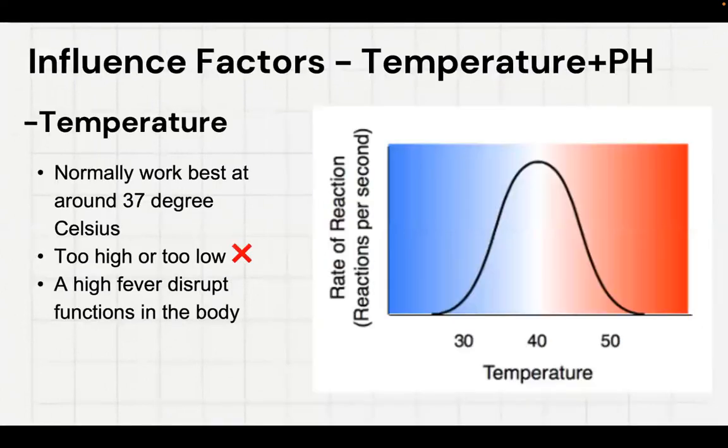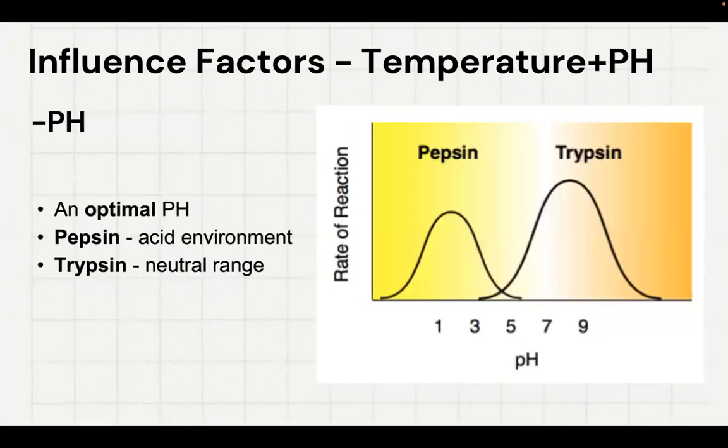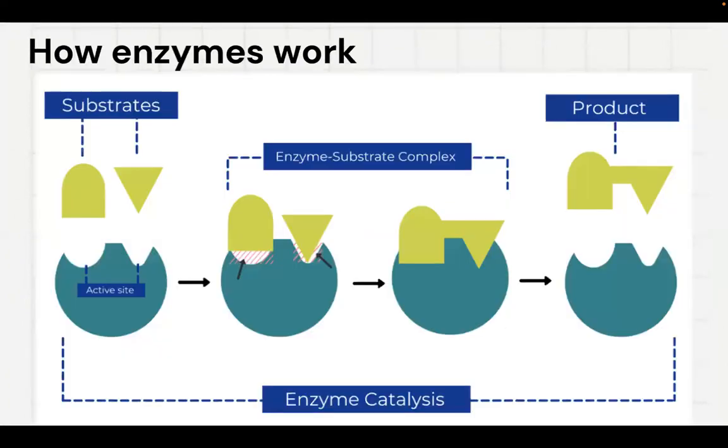Enzymes function best under certain temperature and pH. Enzymes work best when your body temperature is normal, at around 37 degrees Celsius. Too high or too low a temperature would slow down certain chemical reactions. This is why a high fever would disrupt normal body functions. Each enzyme has an optimal pH. The picture in the slide shows that pepsin functions best in an acid environment, while trypsin tends to function best in a neutral range.